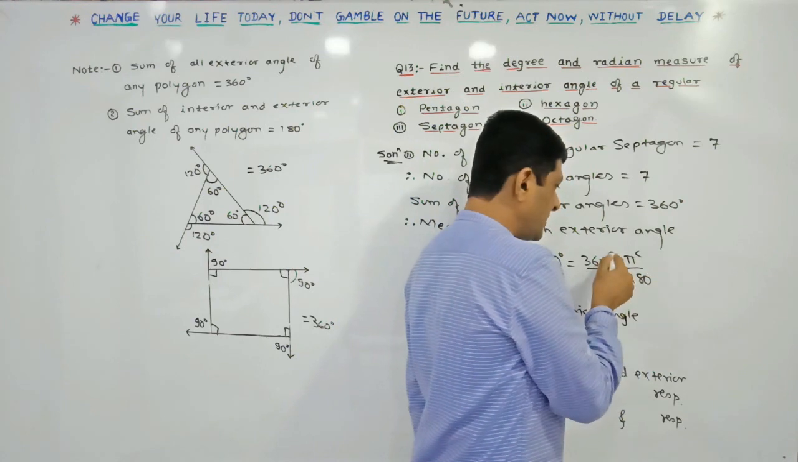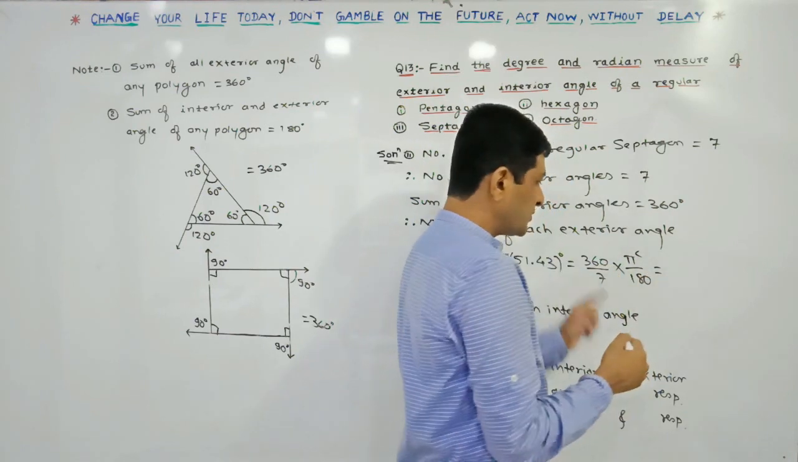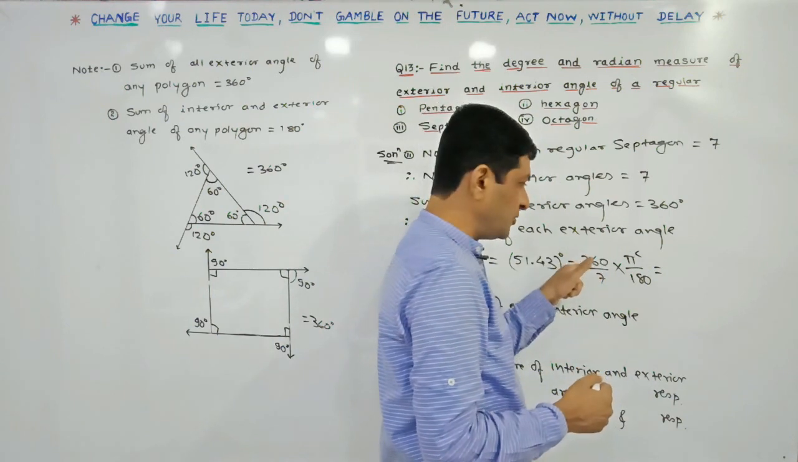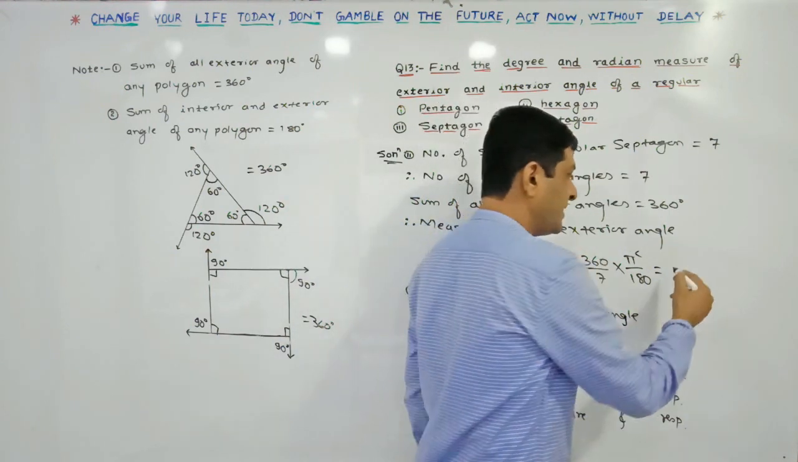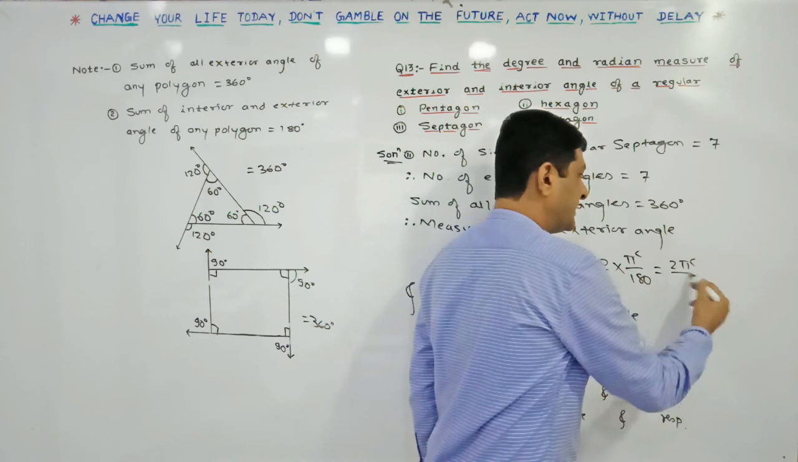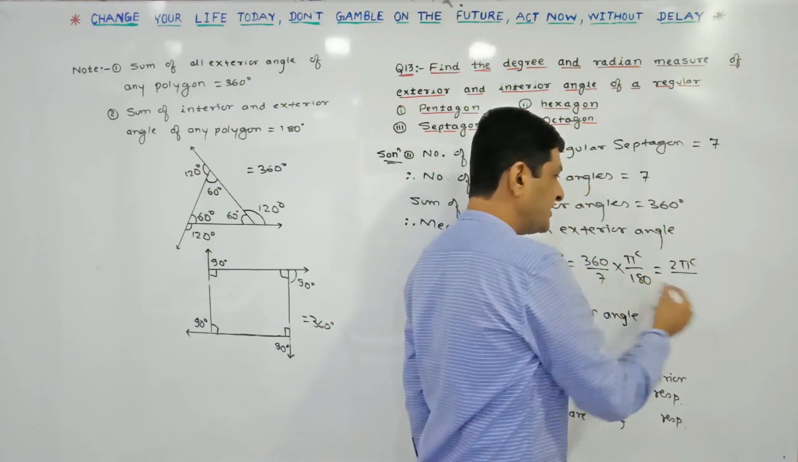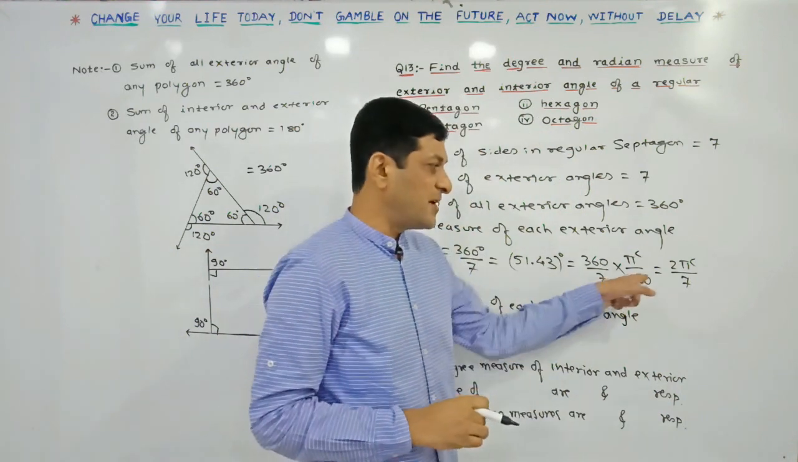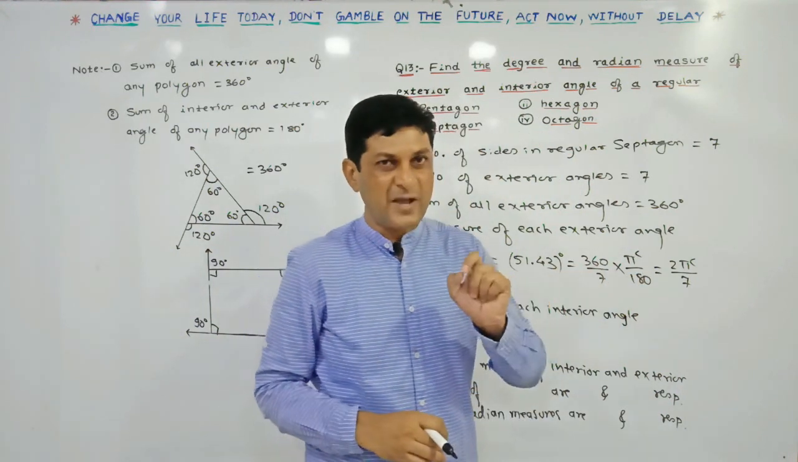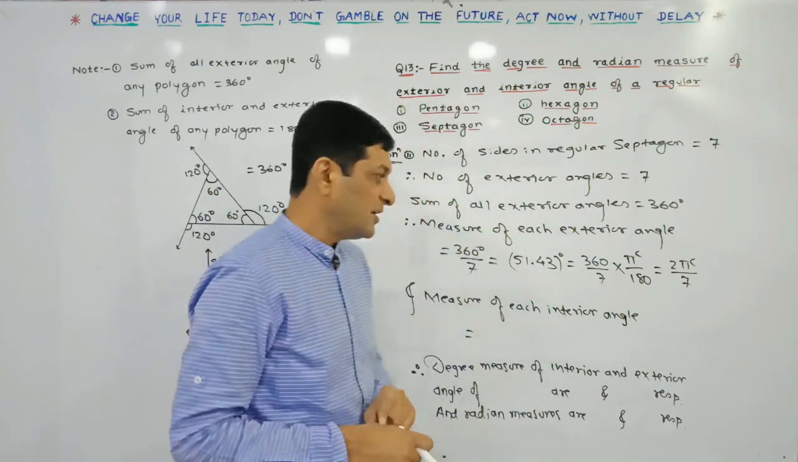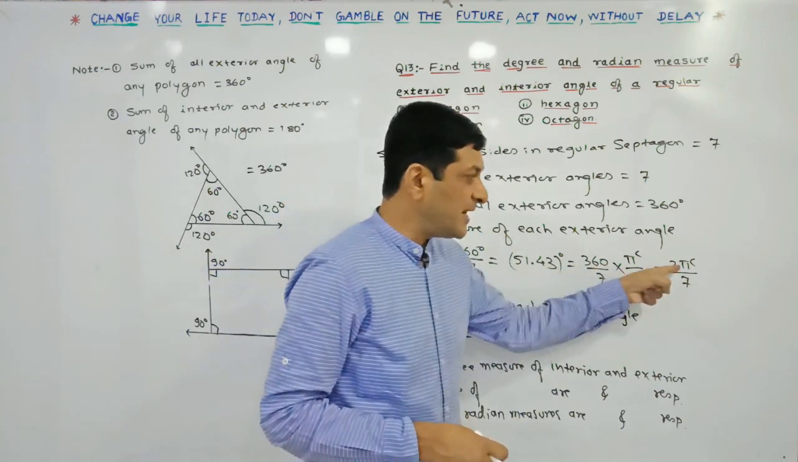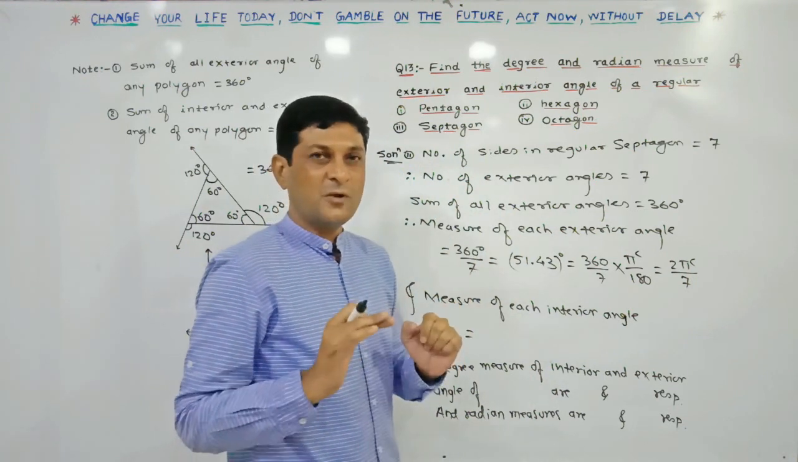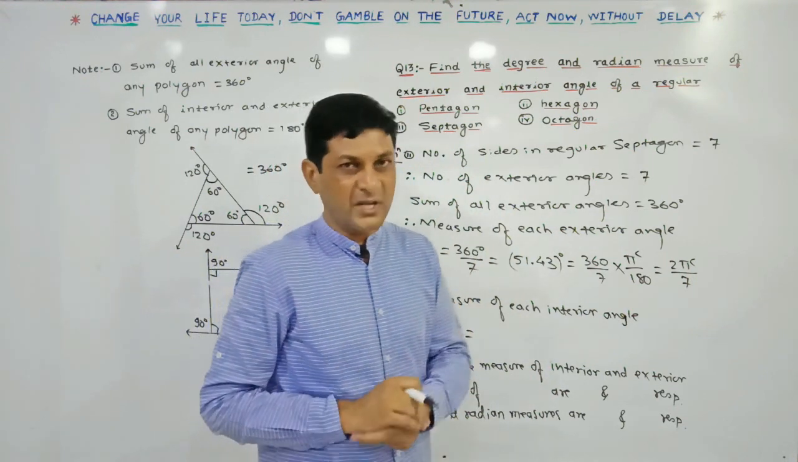180 ones are 180 and 180 twos are 360. So if we divide the numerator and denominator by 180, here 180 twos are 360 and 2 into pi will be equal to 2 pi radian, and here 180 ones are 180, and 1 into 7 will be equal to 7. This result we get by dividing the numerator and denominator by 180 degrees. So in this way we have got the degree measure as well as the radian measure of the exterior angle. Now we are trying to find out the degree and radian measure of the interior angle.